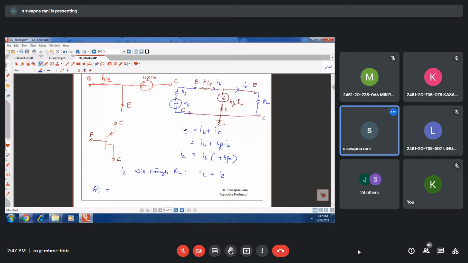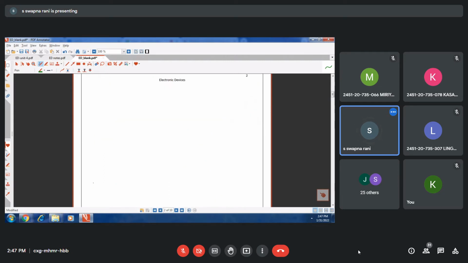Ri. Again, here also I am taking the input voltage as V1. To make the analysis simple, I am taking this voltage as the input voltage. So V1 is the input voltage. If I look into these terminals, I am denoting the input impedance as Ri. So Ri is equal to V1 by IB. I'll write here input resistance Ri.